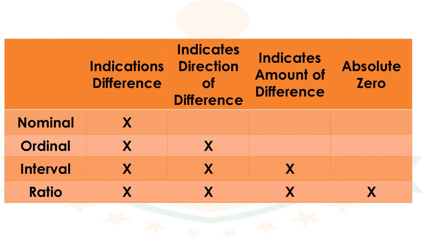Let us try to understand what we have learned by looking at this table. Here, nominal data just indicates the difference, but the ordinal data indicates the difference, and also gives us an idea about the direction of the difference. And interval scale of measurement indicates difference, direction of difference, and gives us an idea about the amount of difference. And the ratio scale of measurement indicates difference, direction of difference, amount of the difference, and it has an absolute zero too.